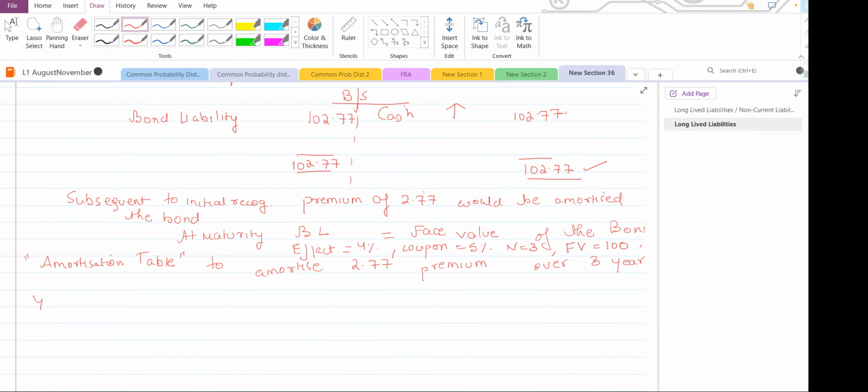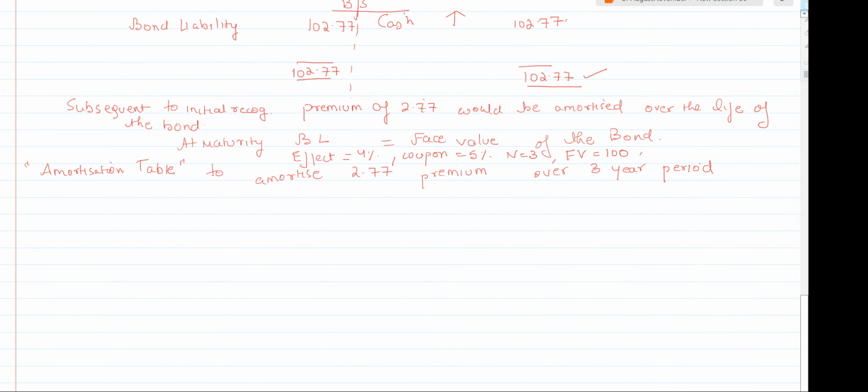Guys, I hope there are no doubts up till now. Anyone having any doubts, please? Sir, I'm comfortable. Year 1, opening balance of bond liability, which is 102.77, right? Now the interest expense in the income statement would be 102.77 into the effective rate of interest. Please multiply this 102.77 into the effective rate of interest. What is it? 4% is my effective rate of interest.